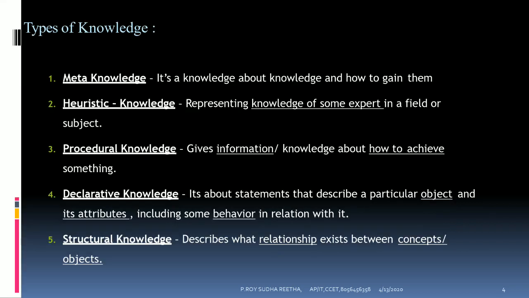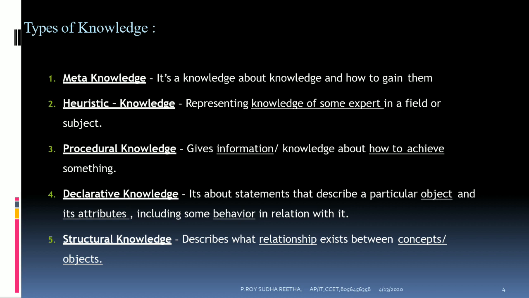What are the types of knowledge we have? We have 5 different types of knowledge. The first one we are going to see is meta knowledge, second is heuristic knowledge, third is procedural knowledge, fourth is declarative knowledge, and fifth is structural knowledge. What is meant by meta knowledge? As we know, meta gives knowledge about the knowledge. If we give an address, it gives the pin code of the address being withdrawn. The knowledge about the knowledge is seen in meta knowledge.